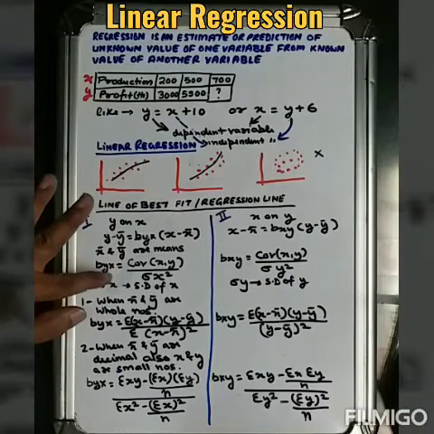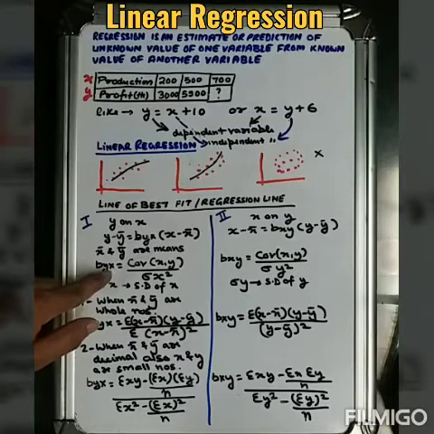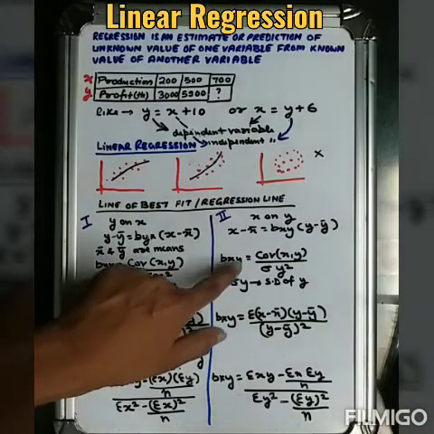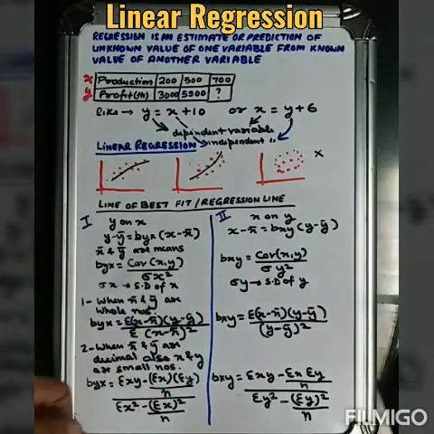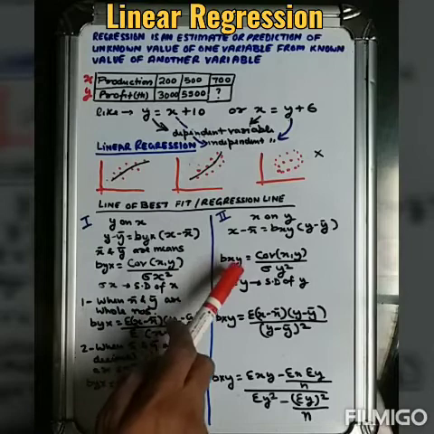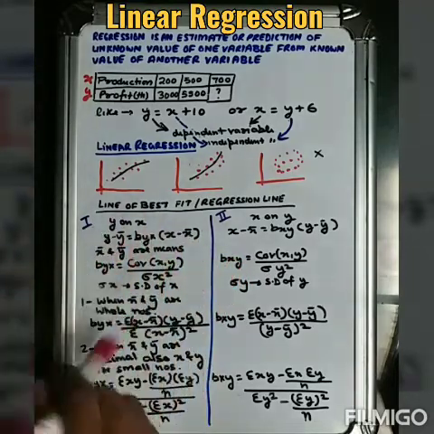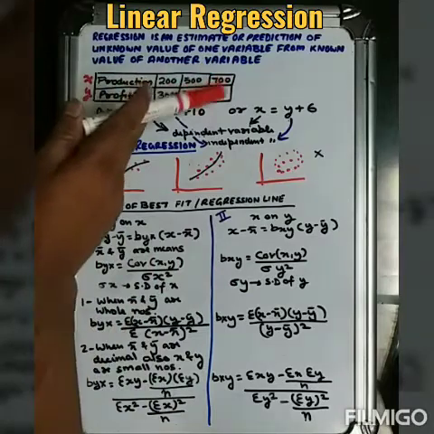Regression coefficient of y on x. If y is before x, then we term it as regression coefficient of y on x. Same way, if byx is there, then we call it regression coefficient of x on y. This we have already discussed. What line we have to calculate depends on what value we are going to find.